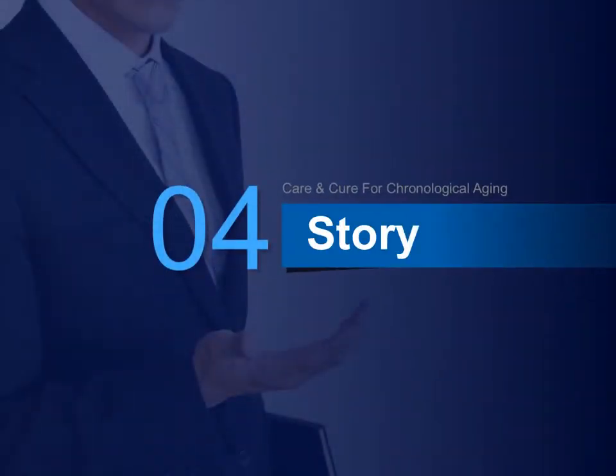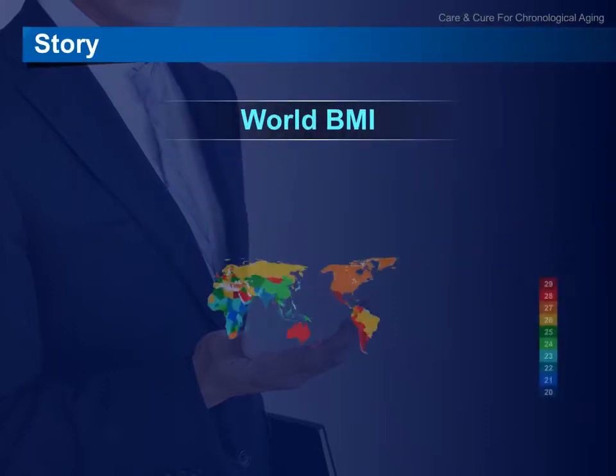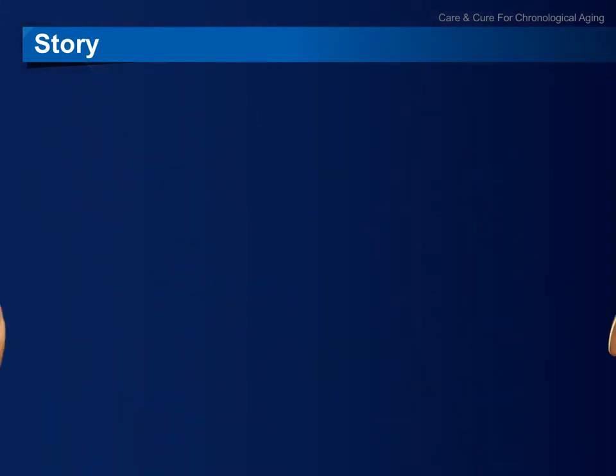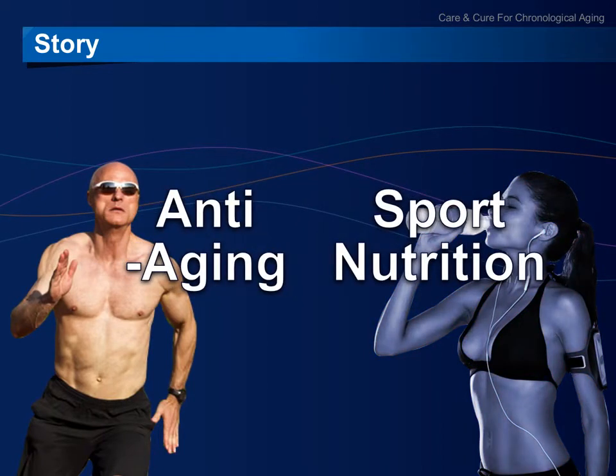Next, here is the story of why we need OligoM. This is a map of average BMIs in different countries across the globe. A high BMI indicates high risks for obesity and is also related to an increase in menopausal symptoms. Two related topics that can be targeted using OligoM in response to high BMIs are anti-aging and sports nutrition.